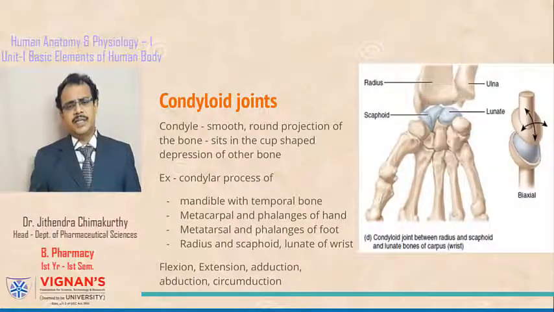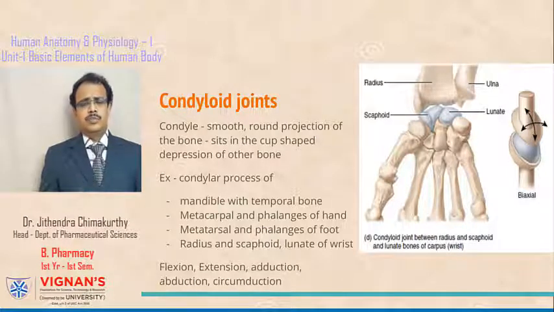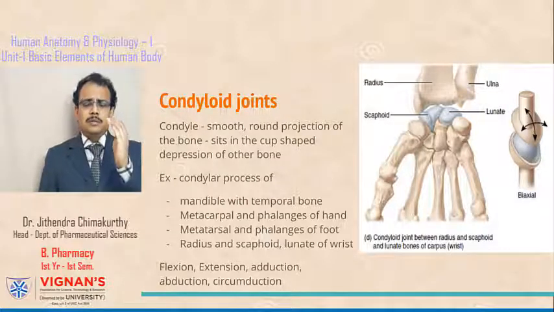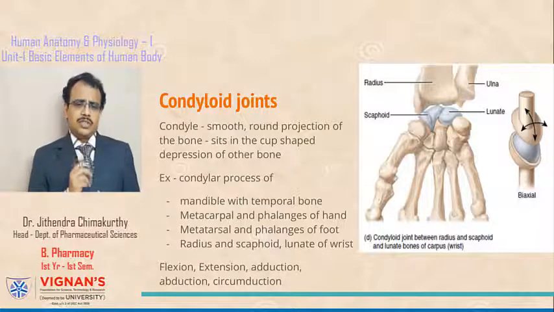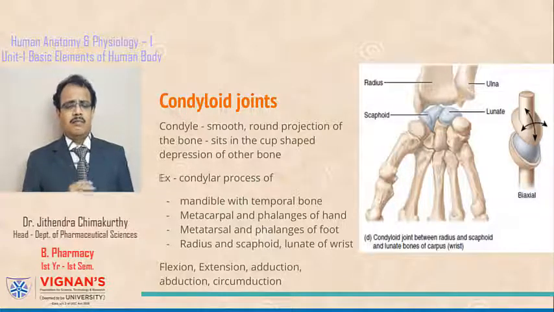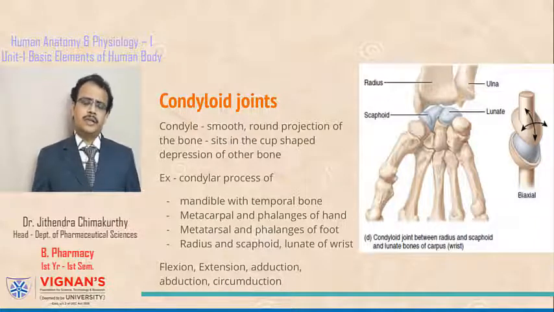The other type of joint is the condyloid joint. Here the two bones which form this joint have different characteristics. One will have a smooth rounded surface and the other will have a small depression or a socket. For example, the lower jaw or the mandible forms a condyloid joint with the temporal bone, and this joint permits flexion, extension, adduction, abduction and circumduction, but not rotation.